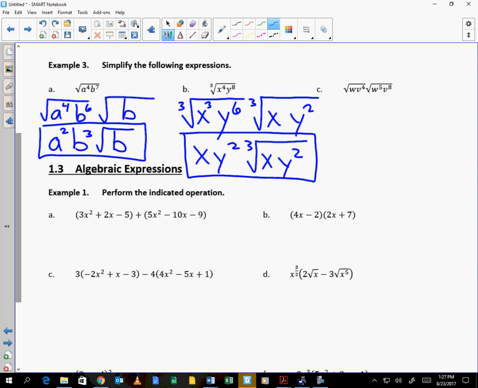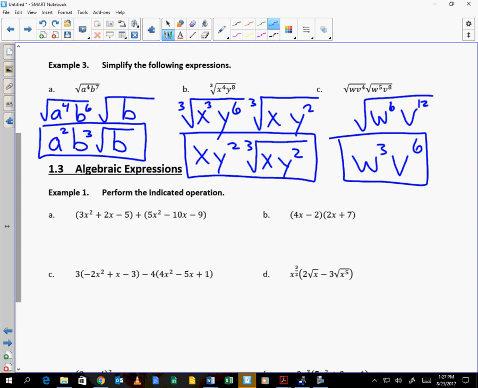Okay, last example. I can't take a perfect square out of the W, so what should I do? Yeah, let's multiply them together. So square root of W to the sixth, V to the... Oh, are those perfect squares? So we have W to the third, V to the sixth. Sweet. Like it.